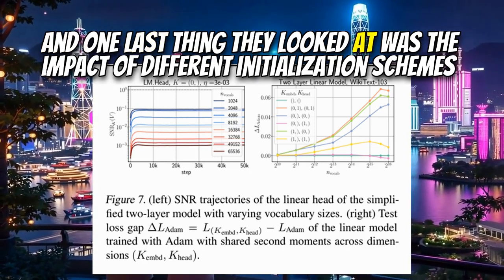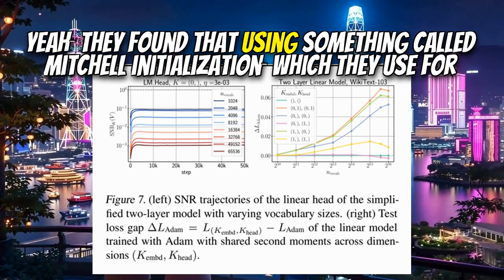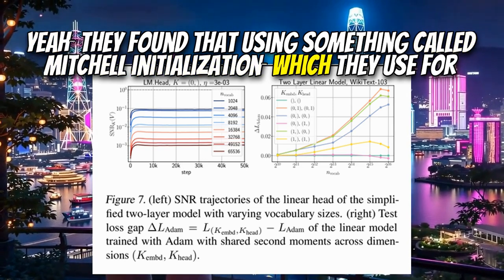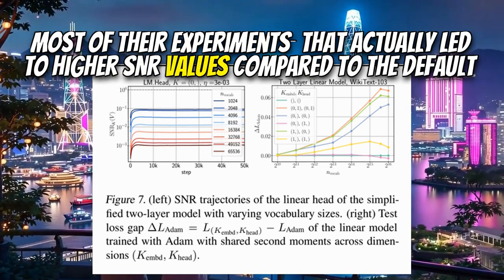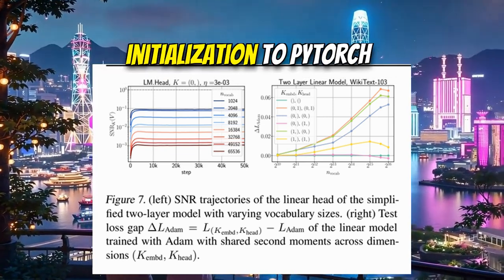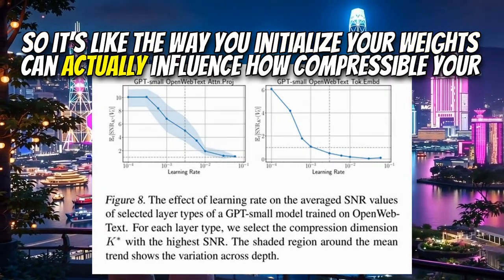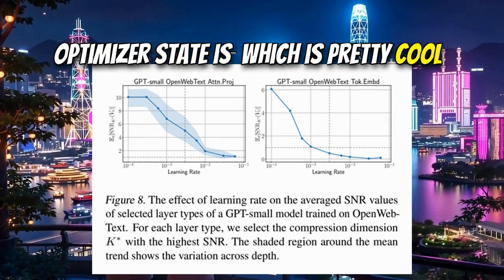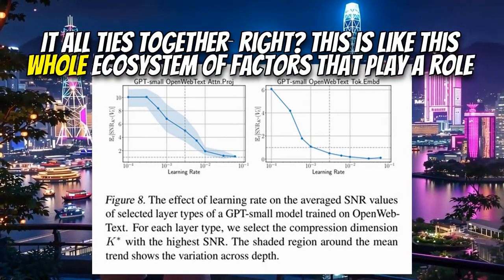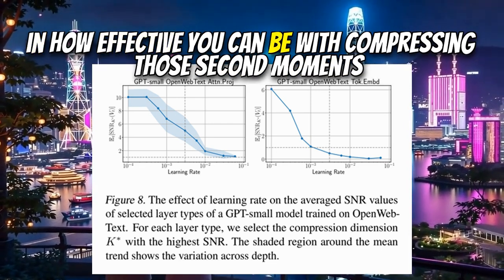And one last thing they looked at was the impact of different initialization schemes. Yeah, they found that using something called Mitchell initialization, which they use for most of their experiments, actually led to higher SNR values compared to the default initialization in PyTorch. So it's like the way you initialize your weights can actually influence how compressible your optimizer state is, which is pretty cool. It all ties together, right? It's like this whole ecosystem of factors that play a role in how effective you can be with compressing those second moments.